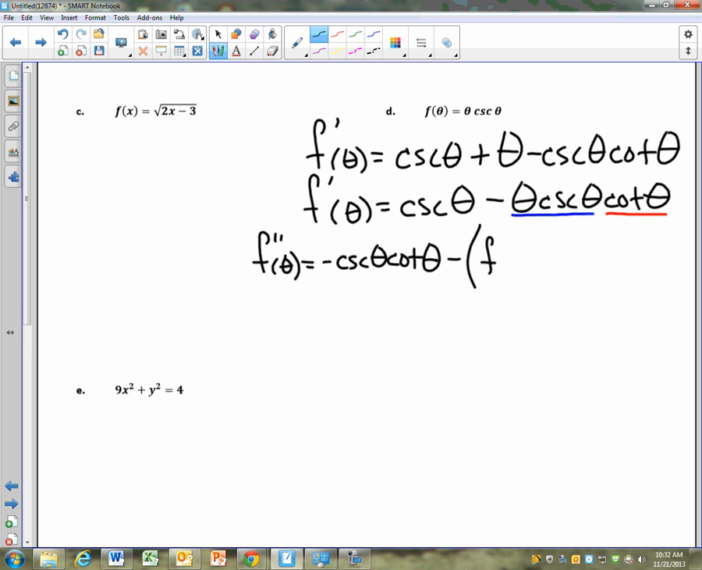If you take f prime of theta, there you go, okay, times what? So I did this times cotangent, plus the derivative of cotangent, which is negative cosecant squared, so minus cosecant squared times theta cosecant of theta.